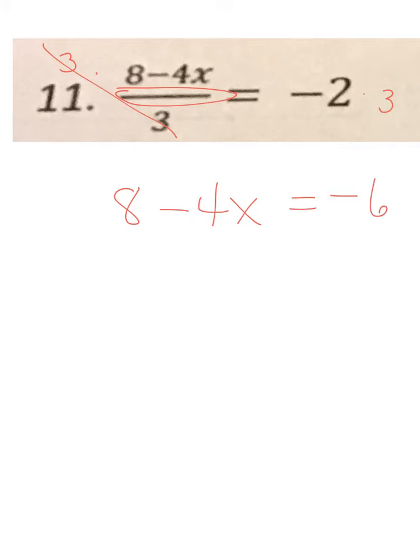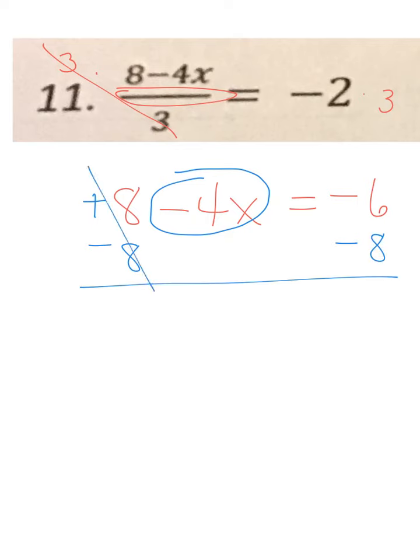Now we're back to one of the problems where we have trouble knowing whether that 8 is positive or negative. So I'm going to circle the negative 4x, which means that negative goes with the 4x. So the 8 has nothing in front of it, it's positive. I'm going to subtract 8 from both sides. And I get negative 4x equals negative 6 and negative 8 gives me negative 14.